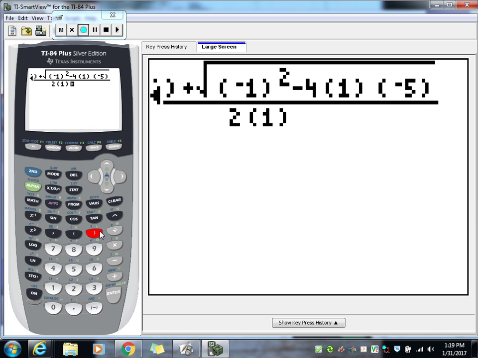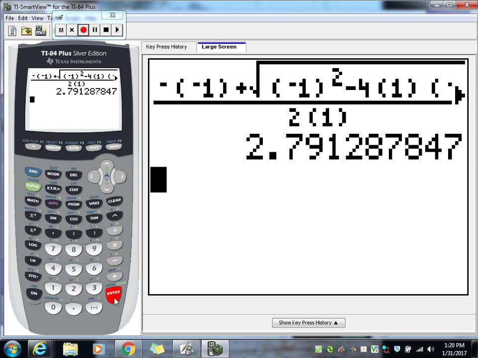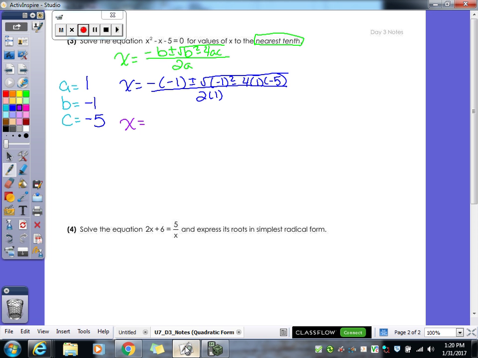I think it's the same thing. You forgot your radical. That's not quite. You got to put this negative 1 here in parentheses. That makes a big difference. Anybody get 2.79? Woo! All right, so the nearest tenth, though, what would that be? 2.8.